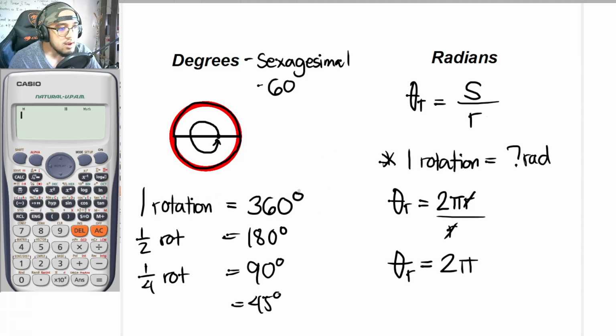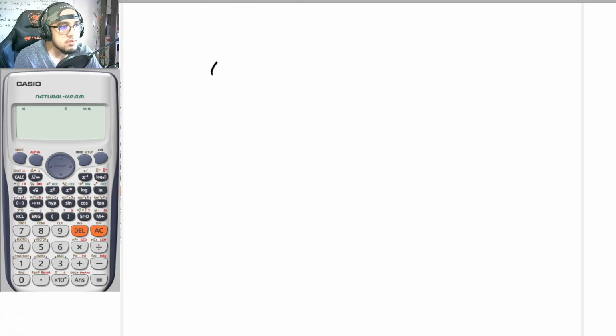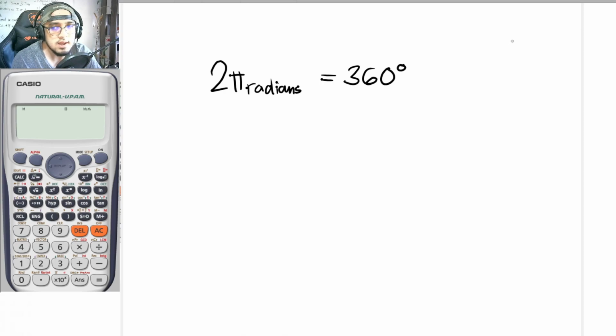The angle in one full rotation in sexagesimal units is 360 degrees, and the angle in radians is 2 pi radians. So its unit is in radians. We can now conclude that 2 pi radians is equal to 360 degrees. If you are converting from radians to degrees, this is our conversion factor, and of course, vice versa. Once again, both of these values are for one full rotation.